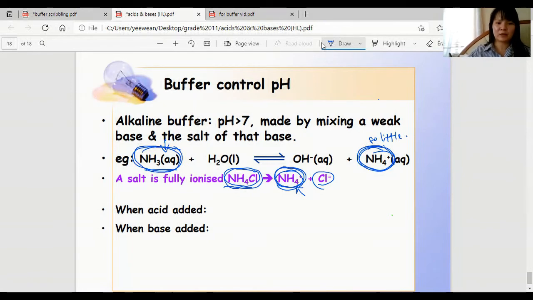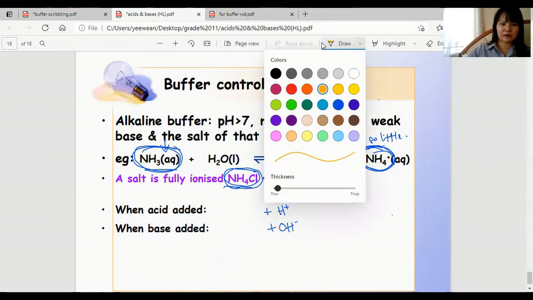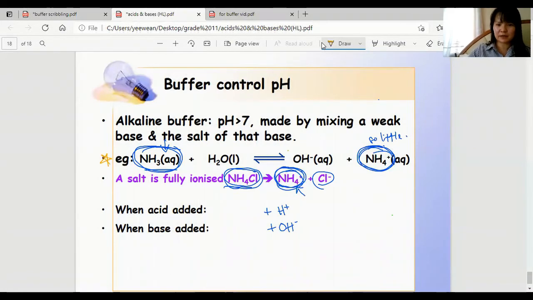Okay, so let's see what happens when acid is added and when a base is added. Again, focus on this equation because it's the one that's reversible. This one is not going to go back. It's not going to balance anything. So this equation is your focus when you want to balance the pH, because OH⁻ is going to affect the pH. So if the OH⁻ concentration is balanced and stable, then the pH will not change.